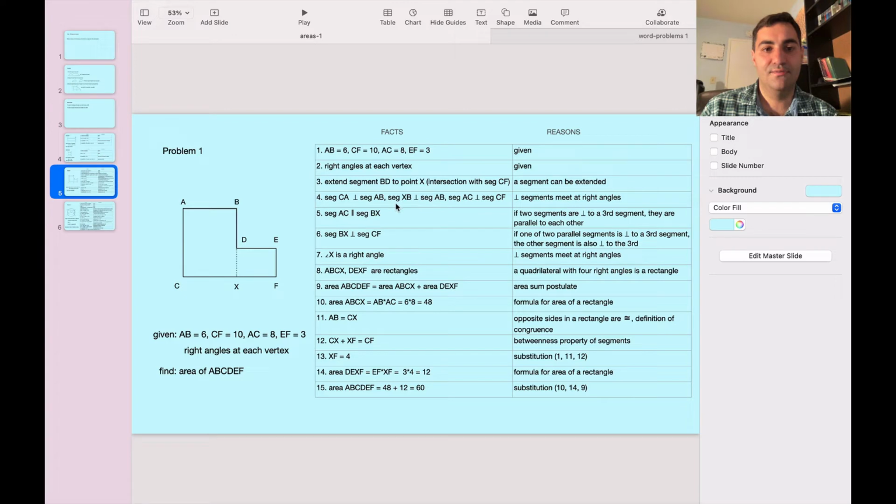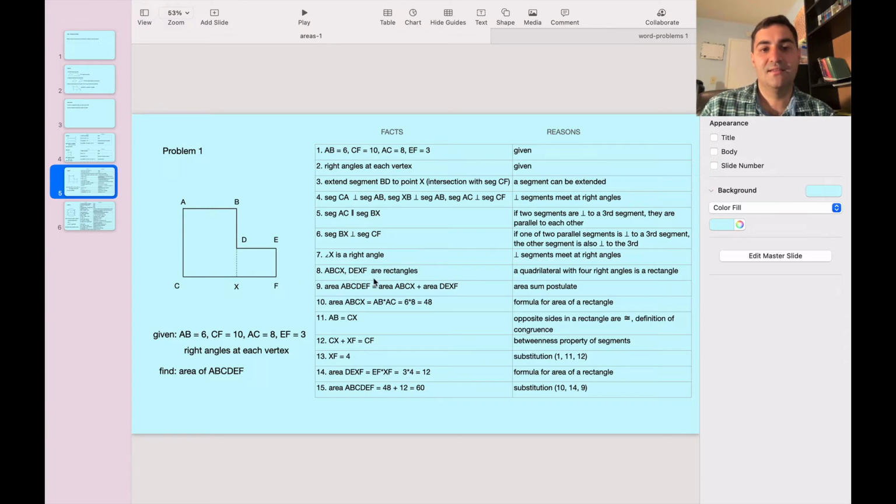So we just showed in step 4 that these two segments are going to be perpendicular to AB, so they're going to be parallel to each other. Segment BX is perpendicular to segment CF. If one of two parallel segments is perpendicular to a third segment, the other segment is also perpendicular to the third segment. So angle X here is going to be a right angle.